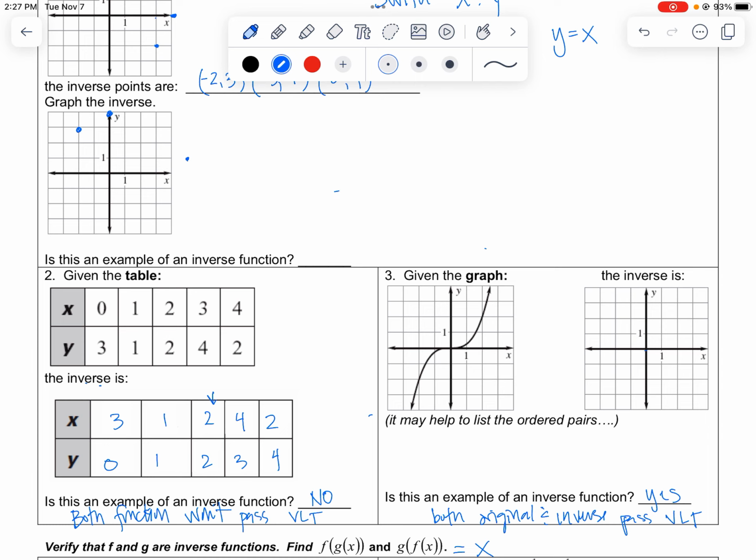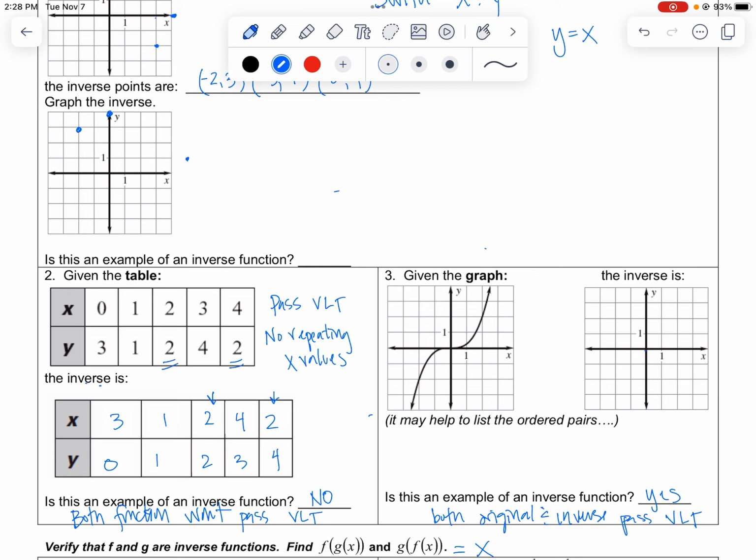So the question is, is this an example of an inverse function? And the answer is no, because these two x values repeat once I switch the x and y values from the original and make the new relation. The first function will pass a vertical line test because it has no repeating x values. If you were to plot those points, you'd see that it would in fact pass a vertical line test, but it wouldn't pass a horizontal line test because its y values repeat.